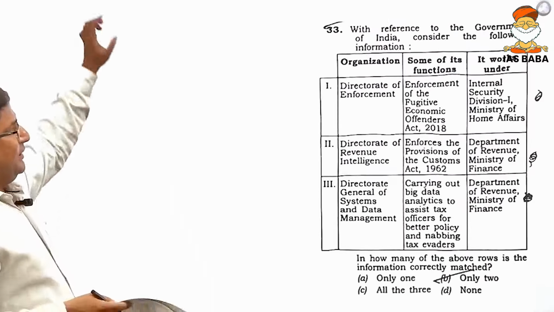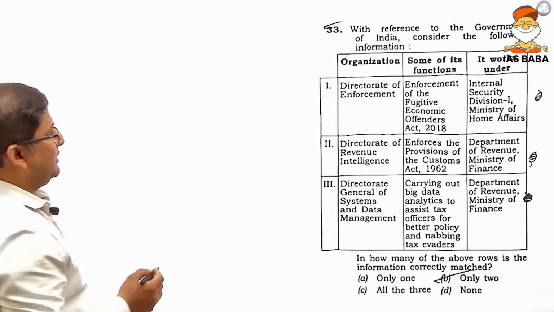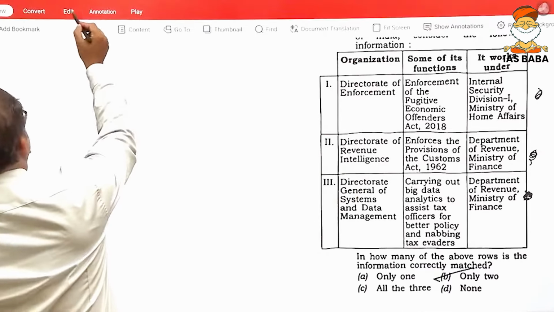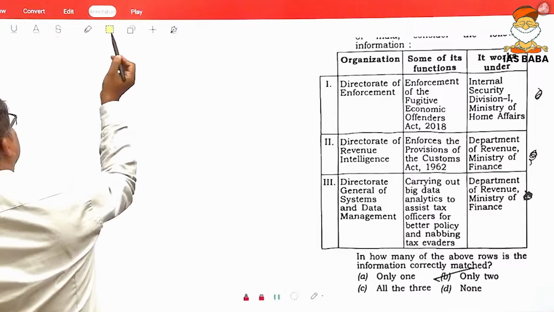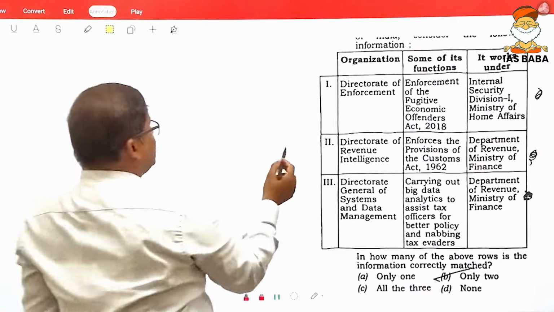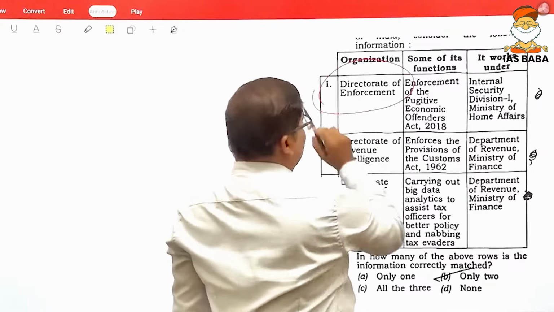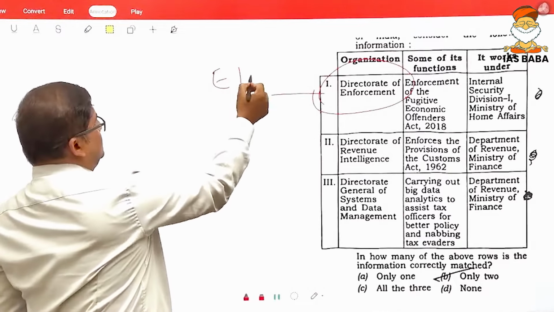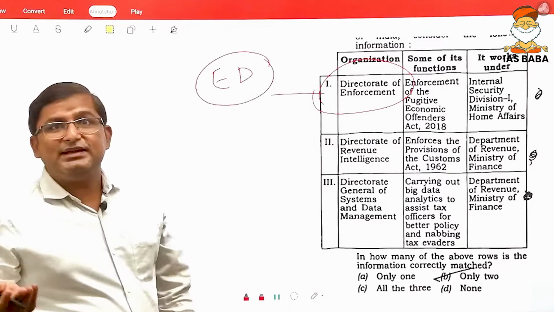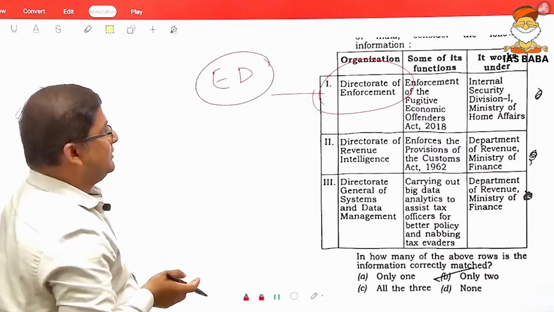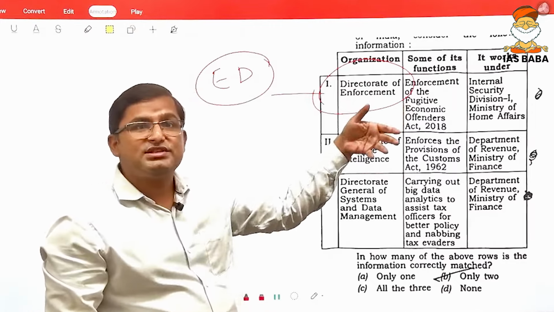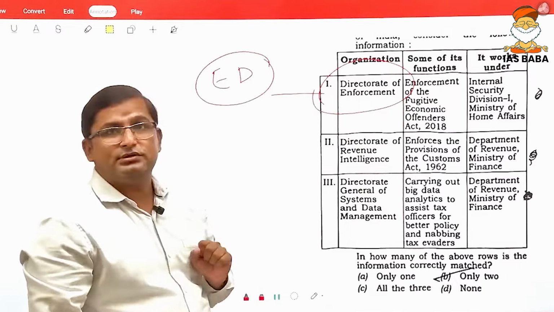See, this question was regarding the organizations which were in the news recently. There is a trend for the UPSC that they are also asking questions regarding organizations. Basically, ED was in the news, so there was a very high chance that they would ask a question regarding ED. They have asked what are the functions and under which ministry or department this organization works.